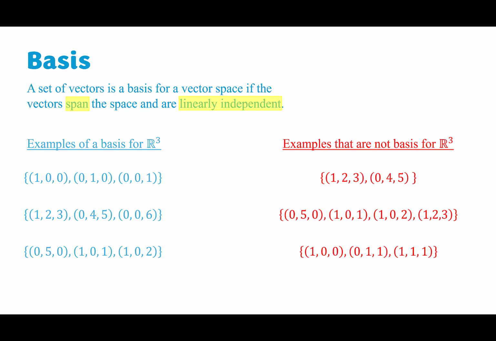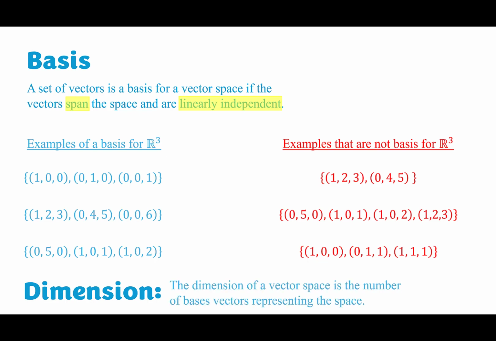We have this other idea, which should already be somewhat intuitive to you. It's the idea of a dimension. And now, using the concepts that we already have, we can say the dimension of a vector space is the number of basis vectors representing the space. Right? So in all these examples of a basis, there are three vectors that form the basis. That means the dimension is 3. So that's our definition of dimension.